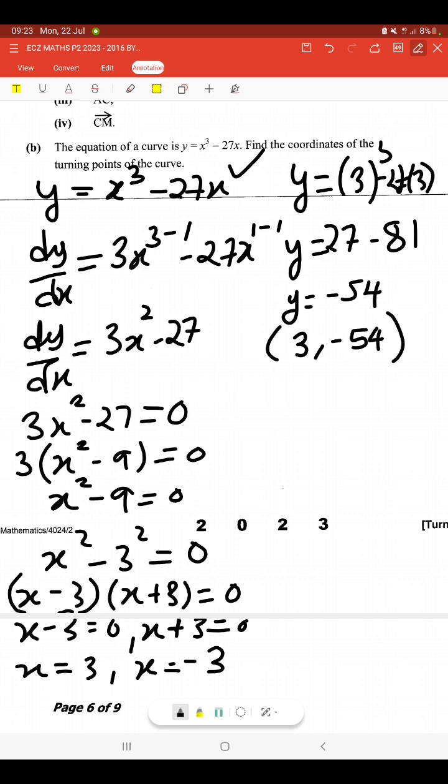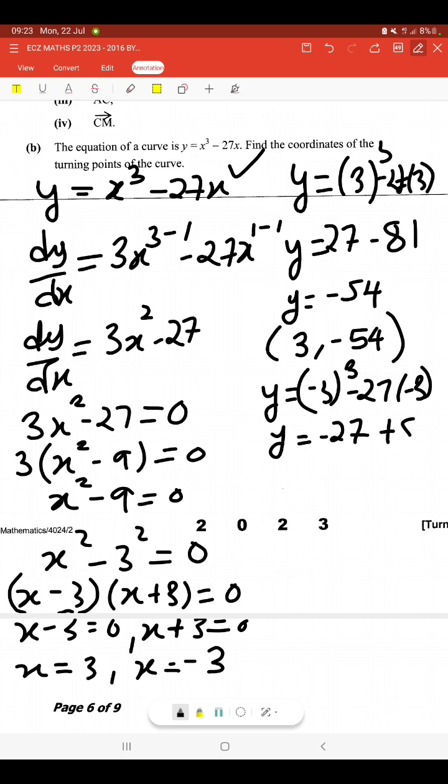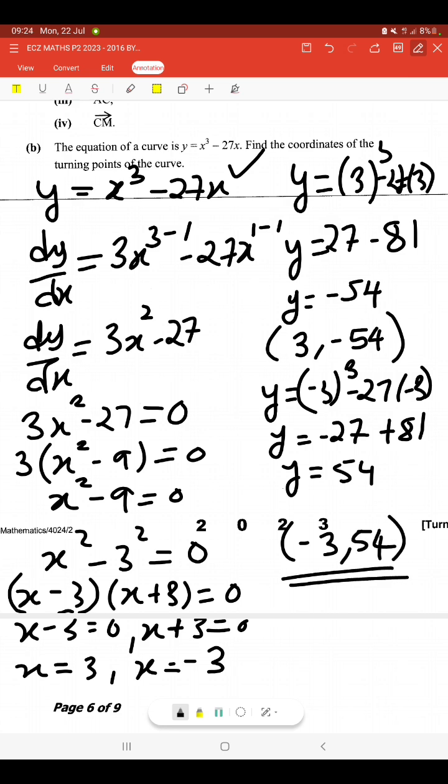Then we also replace negative 3. We're going to have y equals negative 3 to the power 3 minus 27 multiplied by negative 3. So negative 3 to the power 3 is going to give us negative 27, plus 81, which is going to give us positive 54. And our other coordinate therefore is going to be negative 3 comma positive 54. So those are the two coordinates of the turning point.